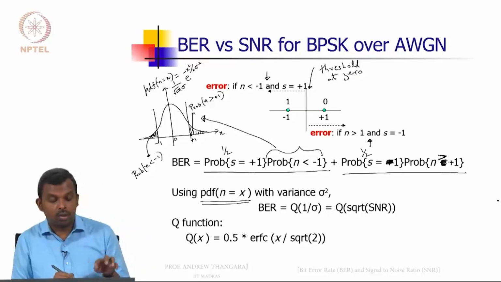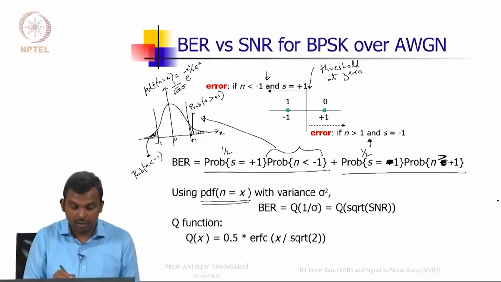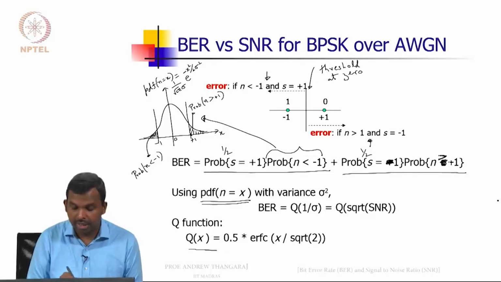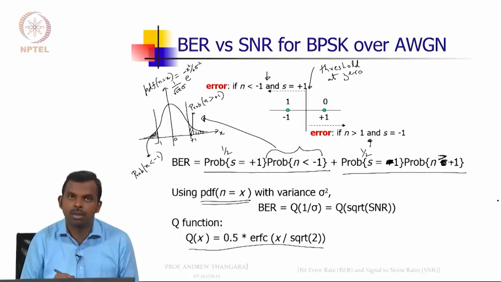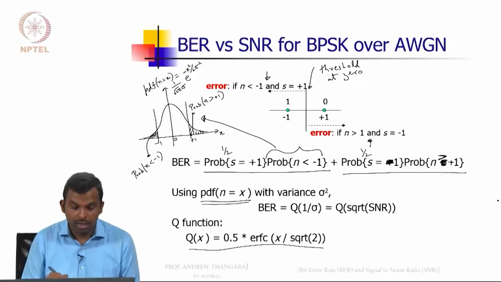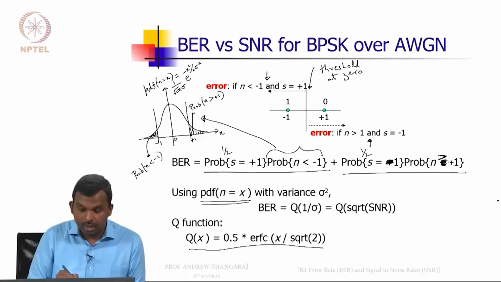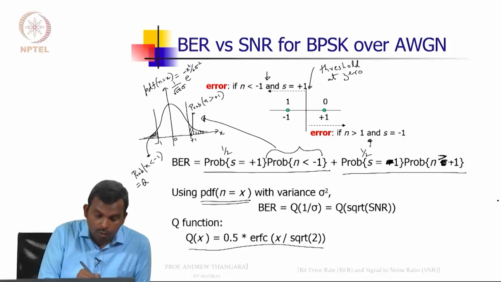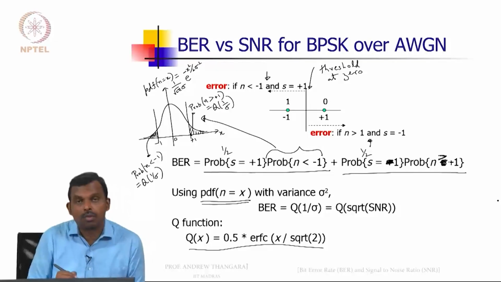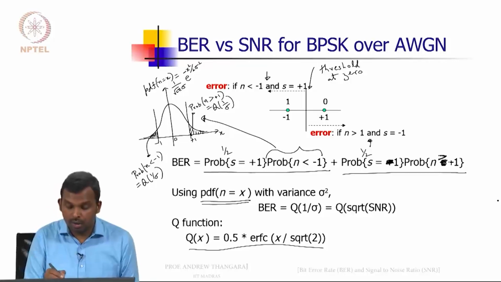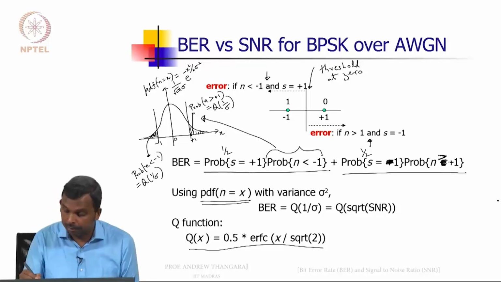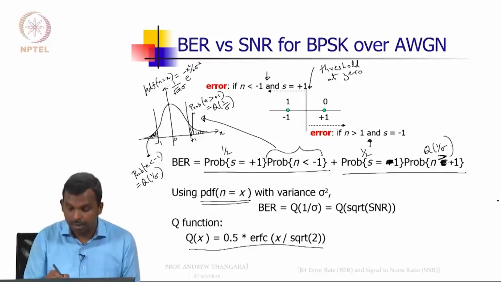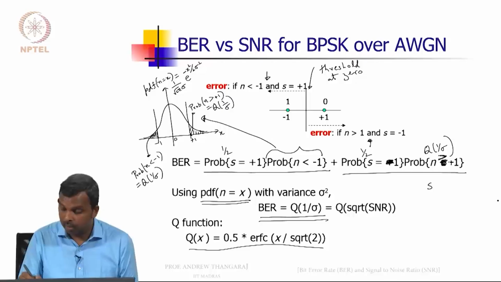Now, those areas can be represented in terms of the Q function. This Q function is defined here. I will not go into details here. The Q function is available in most computing platforms, you can use it. If you write it down carefully, you will see that these two probabilities are actually equal to Q of 1 by sigma, and this is also equal to Q of 1 by sigma. So, if you multiply by half and add it up, you will simply get that the overall BER is Q of 1 by sigma. Now, if you remember, SNR is 1 by sigma squared.